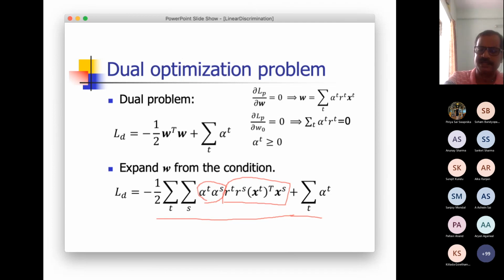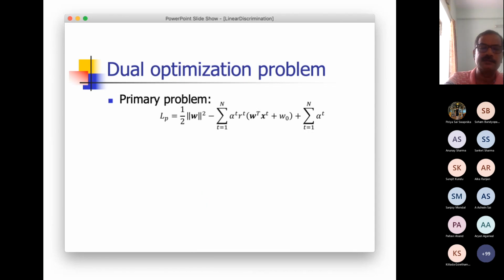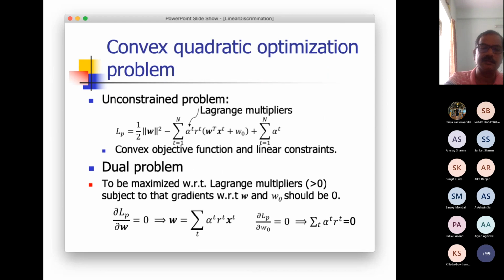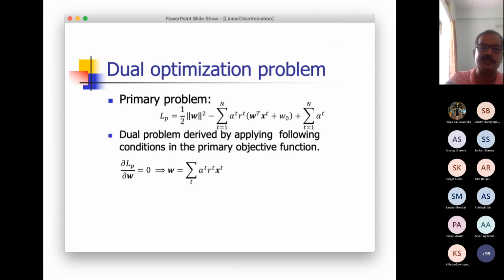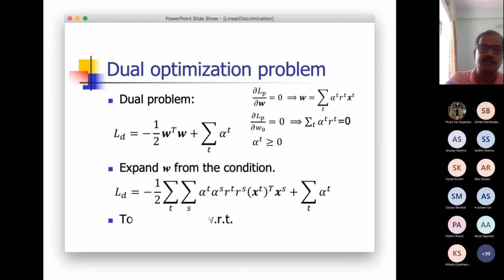I think it is maximization. No? The dual problem is, objective function. Yeah, maximize. So you have to maximize that. That is what the theorem says. Here also it was written, to maximize with respect to alpha t.